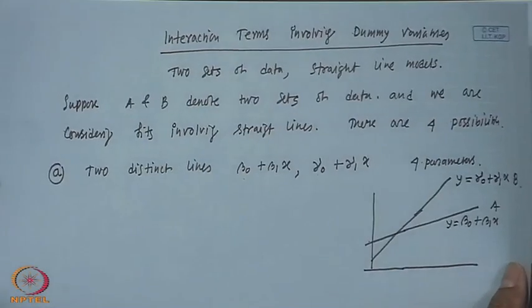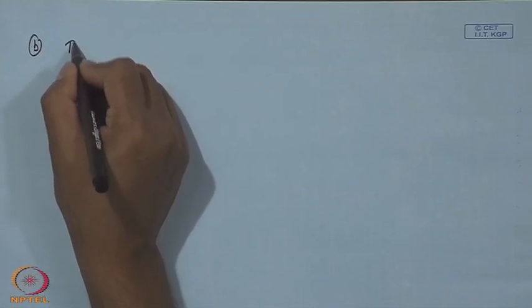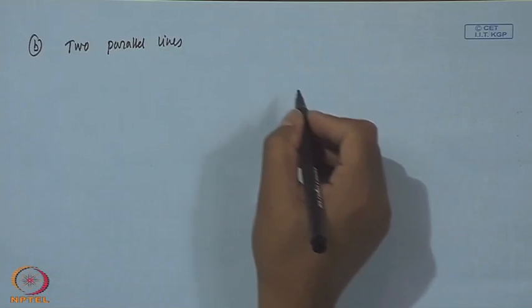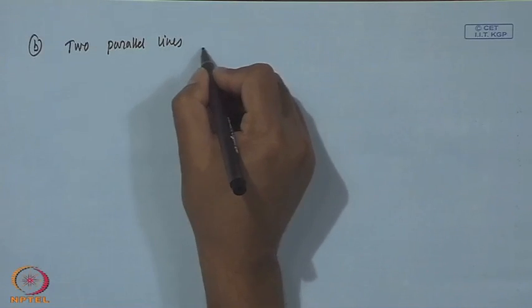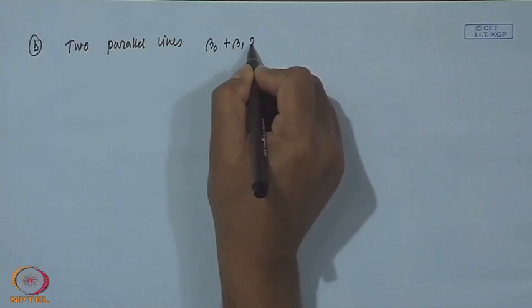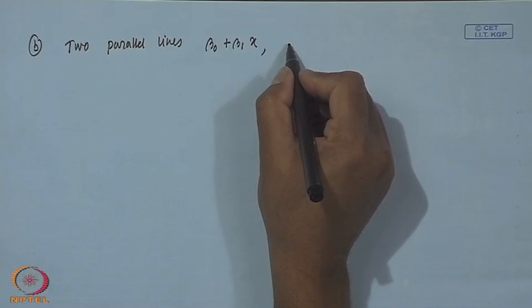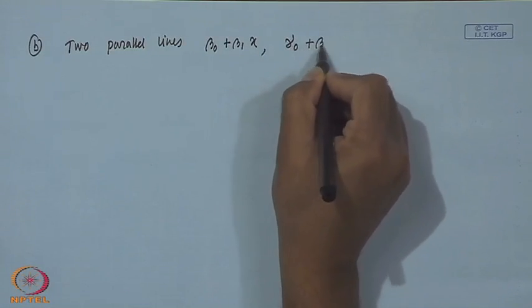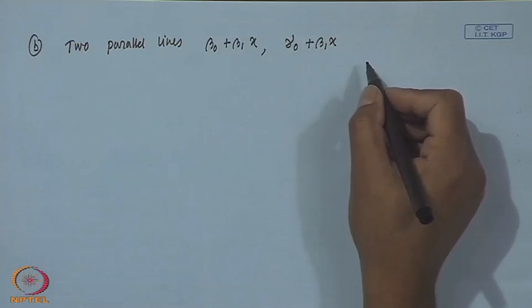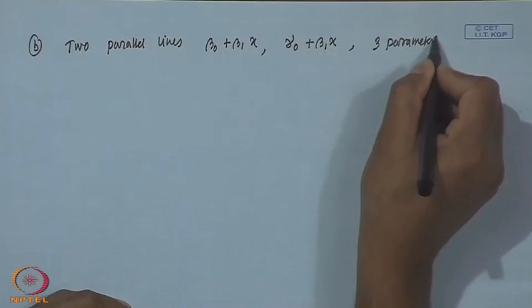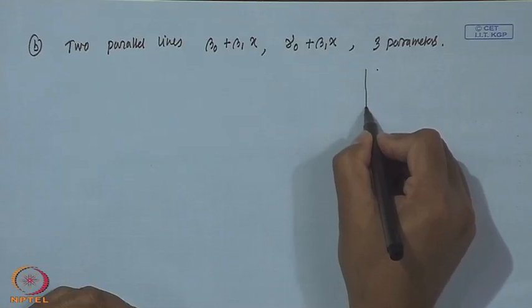Now, the second case, case B, is 2 parallel lines. Okay. So the first line is beta naught plus beta 1 x for set A, and the second line is gamma naught plus beta 1 x; they have the same slope. So here you need to estimate 3 parameters. Okay. And here I am talking about this situation.